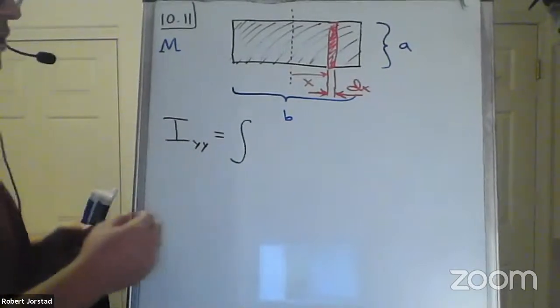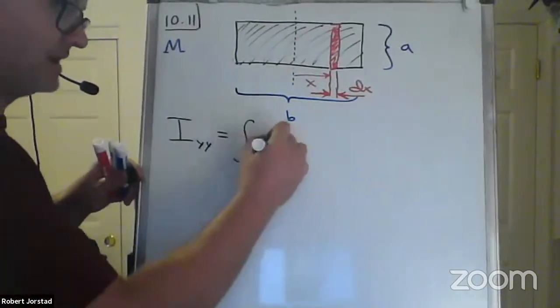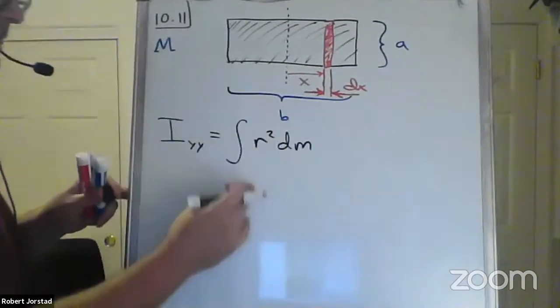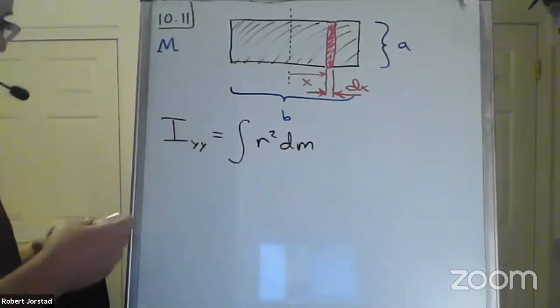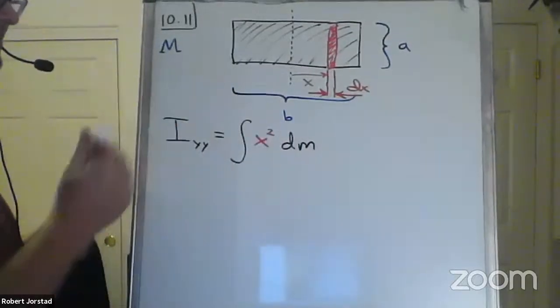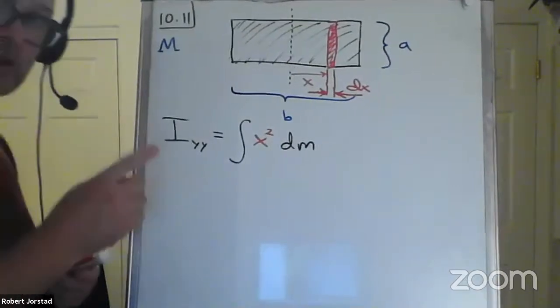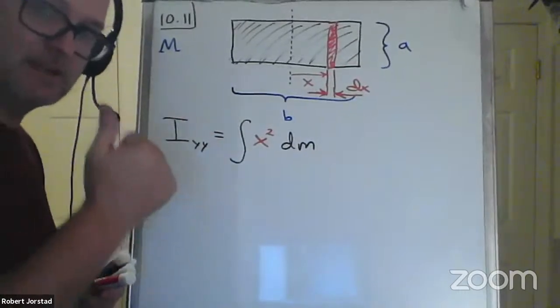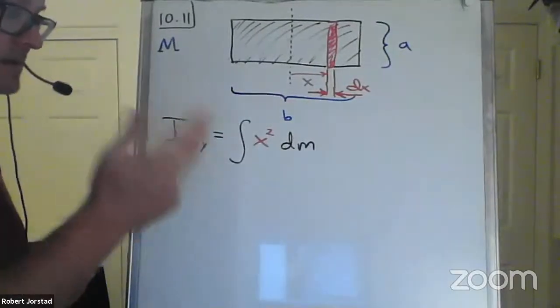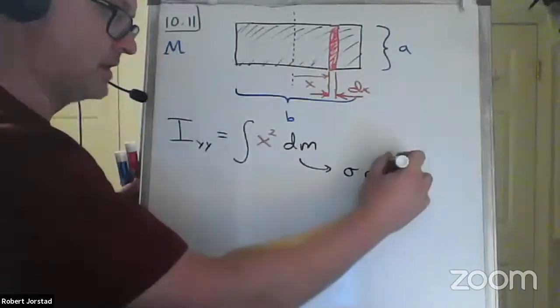So now, we want to do r squared dm, right? Let's keep our eye on the prize. R squared dm. What should I plug in for r in this picture? X. So this is going to become x squared. What is dm in this problem? Is it a 1D, 2D, or 3D problem? 2. So should I use lambda, rho, or sigma? Rho? Nope. Rho is 3D. Oh, sigma. So dm should be sigma times the small amount of area.